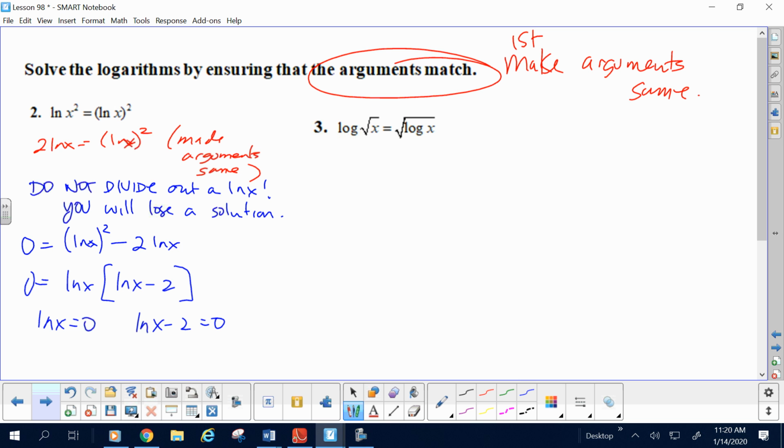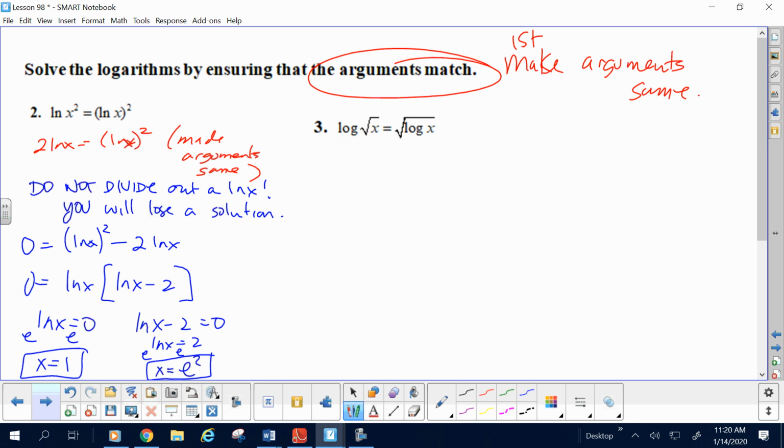Now, how do you solve natural log of x equals 0? You e it, and so x is e to the 0, which is not 0, it is 1. And this is natural log of x equals 2, then e it, so x is e squared. Your two solutions are x equals 1 and x equals e squared. Are you with me? Okay.